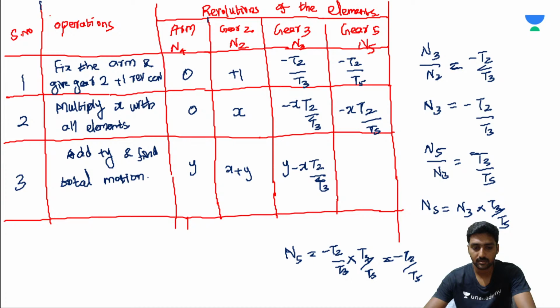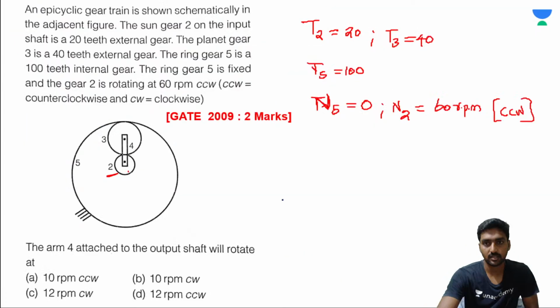Now y minus x, T2 divided by T5. Is it okay? Now, they have mentioned the value N5 is equal to 0, N2 is equal to 60. I am giving the equations. N2 is equal to 60, that is x plus y. x plus y is equal to 60. It's equation 1.